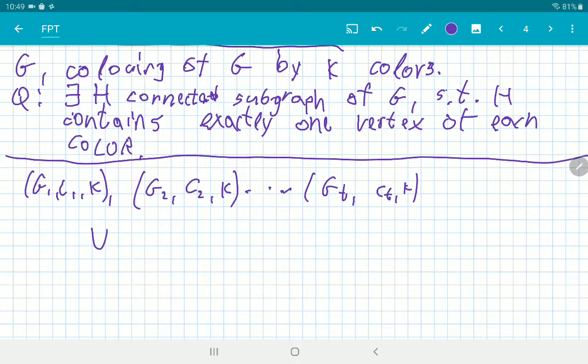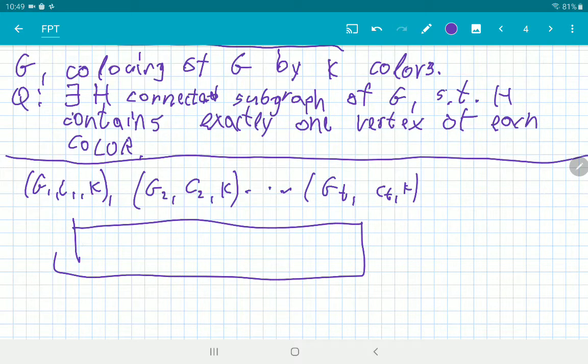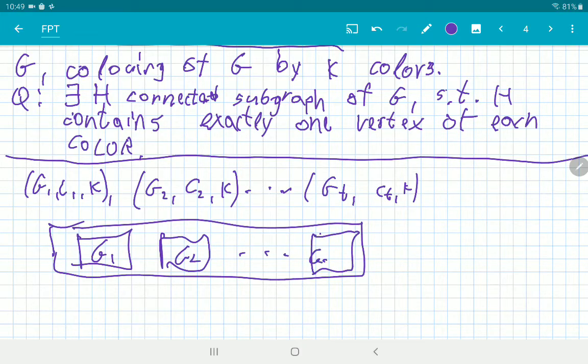You just do the usual thing: take the graphs and put them next to each other, G1, G2, and so on. And clearly, if one of them has a connected subgraph that is represented in each color, then this resulting instance has this property, and vice versa.